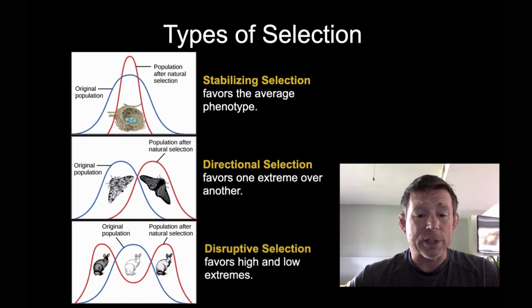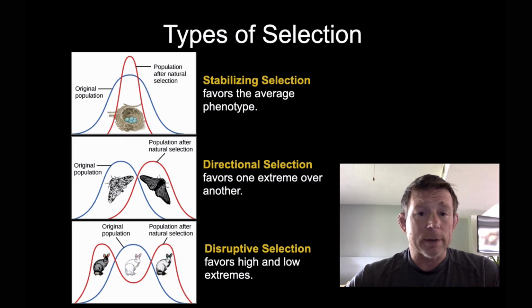And disruptive selection is where both the high and low extremes are more beneficial than the middle. And so what this tends to do is create gaps in these groups and create groups with different characteristics, and eventually these can lead to new species, called speciation.